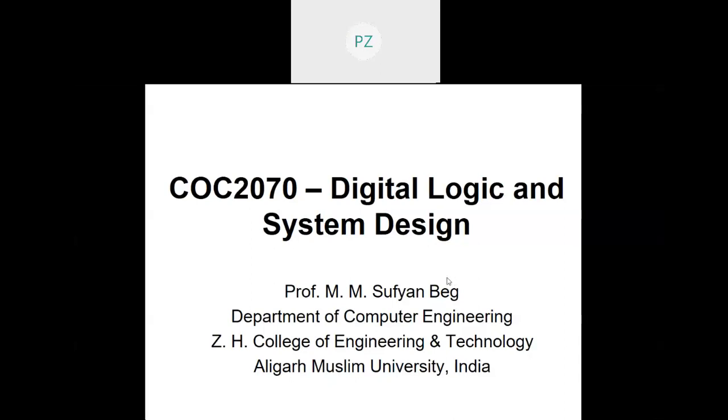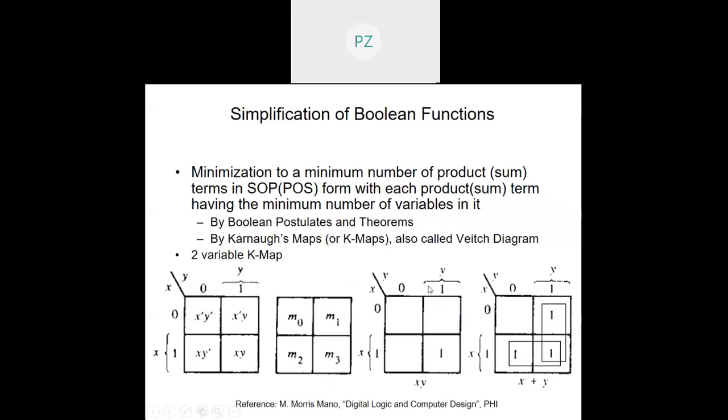Today we are going to talk about the simplification of Boolean functions. By simplification, we mean minimization to a minimum number of product terms in SOP form or sum terms in POS form, with each product term in the case of the SOP and each sum term having the minimum number of variables in it. So this process of minimization will become more clear when we go through our later slides.